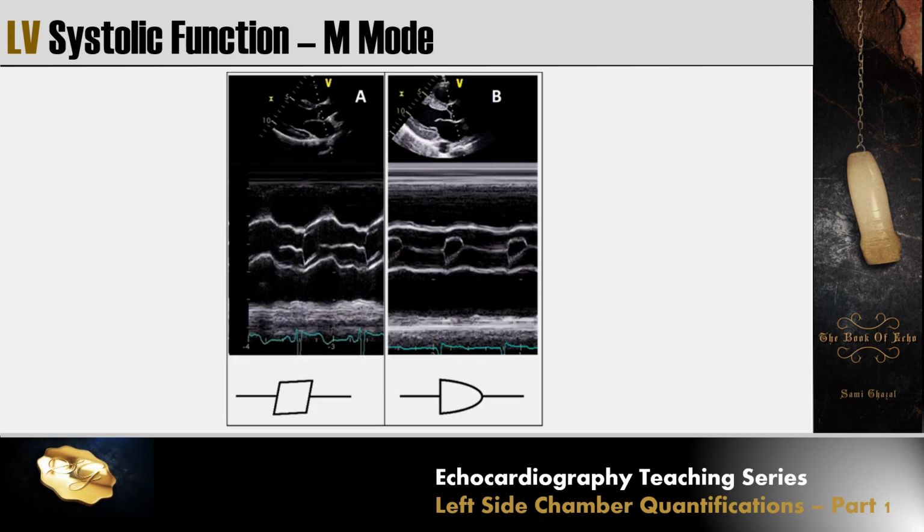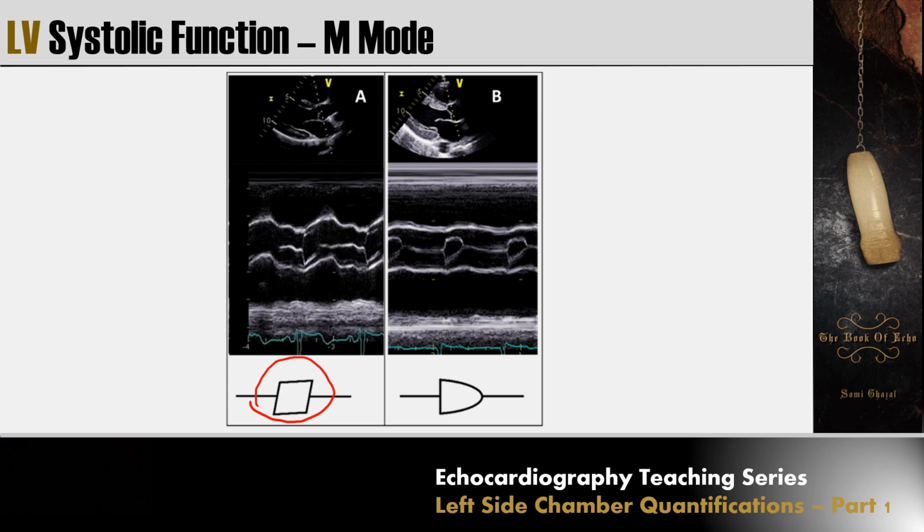Now proceeding to LV systolic function assessment. There are clues that can indirectly give us an idea about the LV systolic function. One of them is acquired through M mode through the aortic valve leaflets and the shape of that. Normally, when the aortic valve leaflets open in M mode, they have a box shape like this, indicating adequate volume going through the aortic valve.